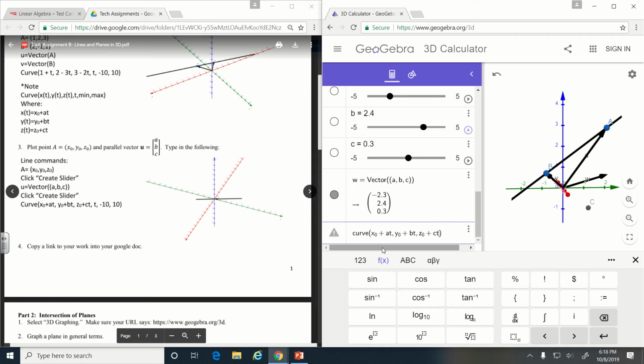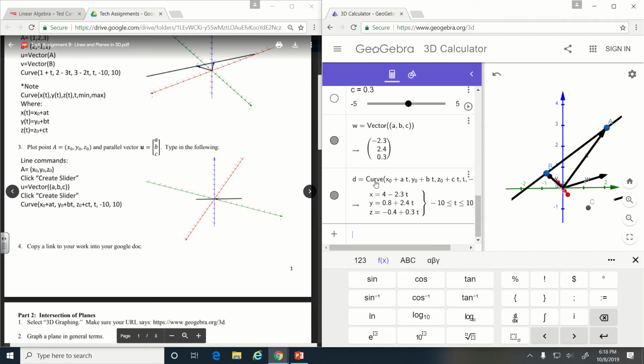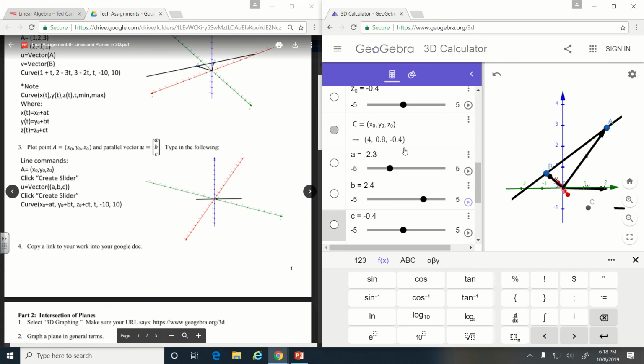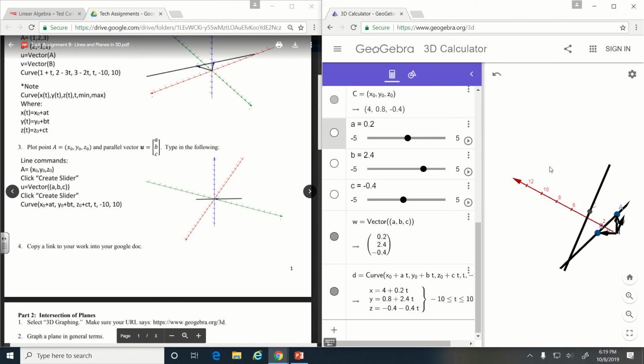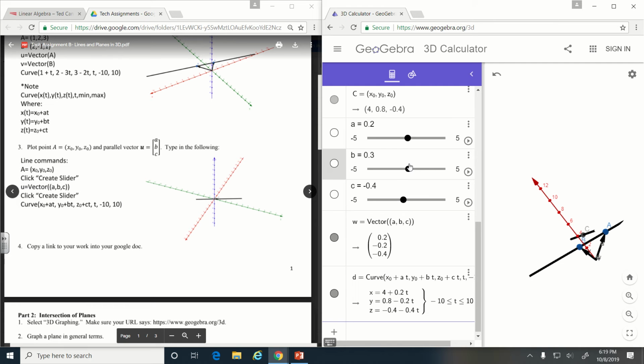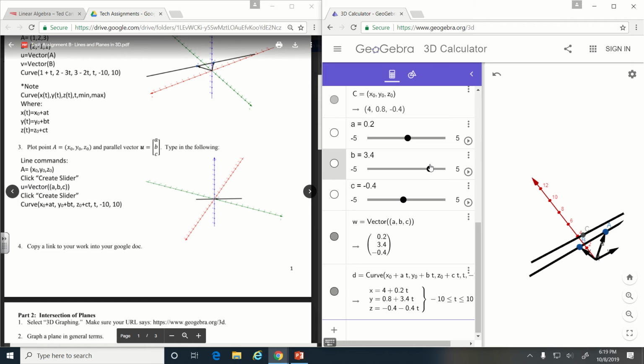CT, and then comma T, comma -10, comma 10. All right, so it defined it as a new curve, the curve D. But again, now it's defined based on the parameters that we established, A and so on. So I can bring it out a little bit, move it around, and you can see now I have a second line that is dependent on that vector. That vector is known as the parallel vector.